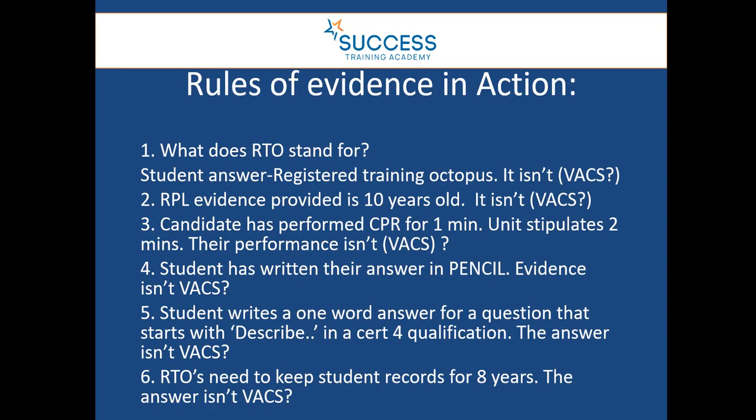Okay, so let's look at some real life examples and how we would apply the rules of evidence. Number 1, what does RTO stand for? Student answer: Registered Training Octopus. Obviously that's not correct, but think about why it is not correct. Is it not valid, not authentic, not current, not sufficient? Number 2, RPL evidence provided is 10 years old. Number 3, candidate performs CPR for 1 minute, but the unit stipulates 2 minutes.